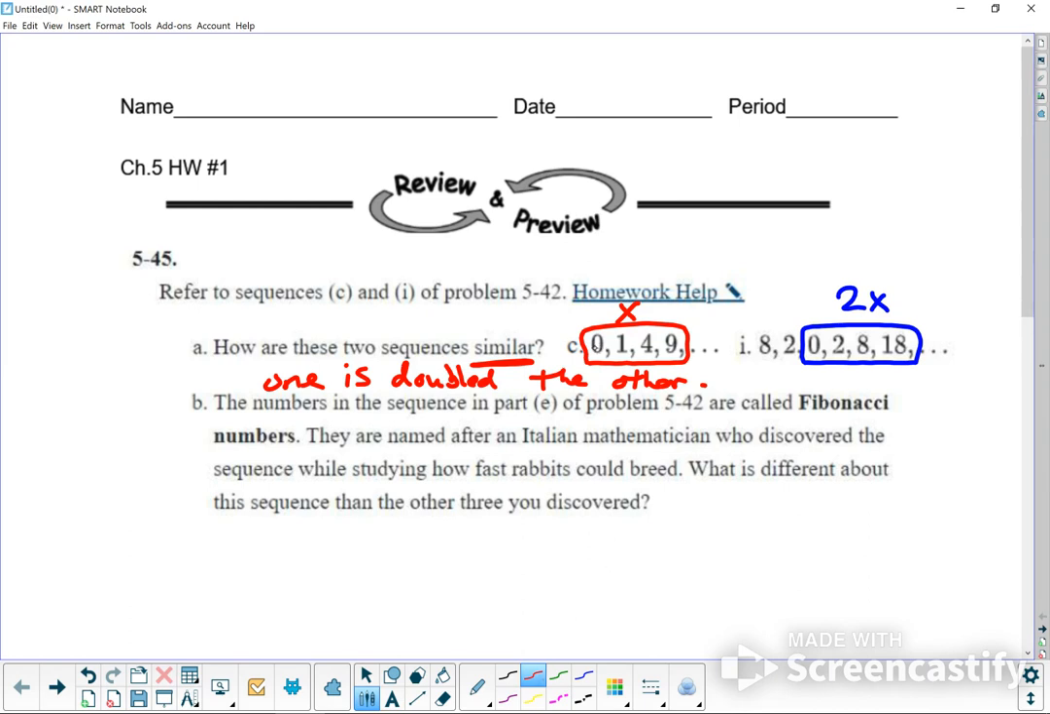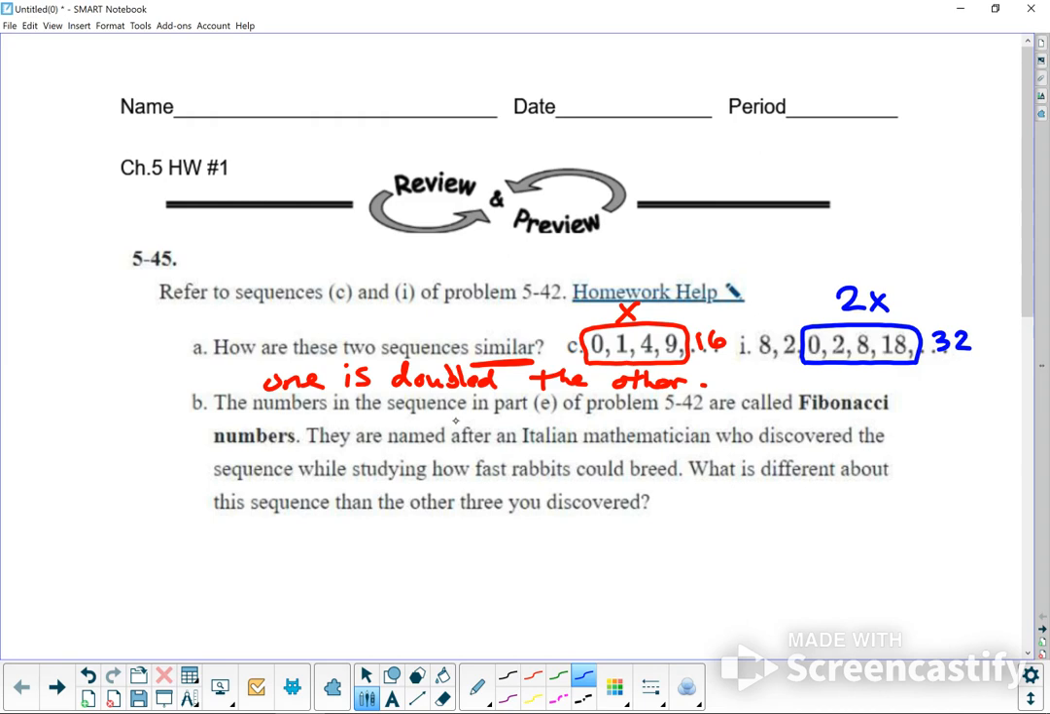So 0 times 0 is 0. 1 times 1 is 1. 2 times 2 is 4. 3 times 3 is 9. So the next one is 16. So then if I was to figure out this number over here, it'd be double, so it'd be 32. That's how it is, okay? So 1 is the double there.